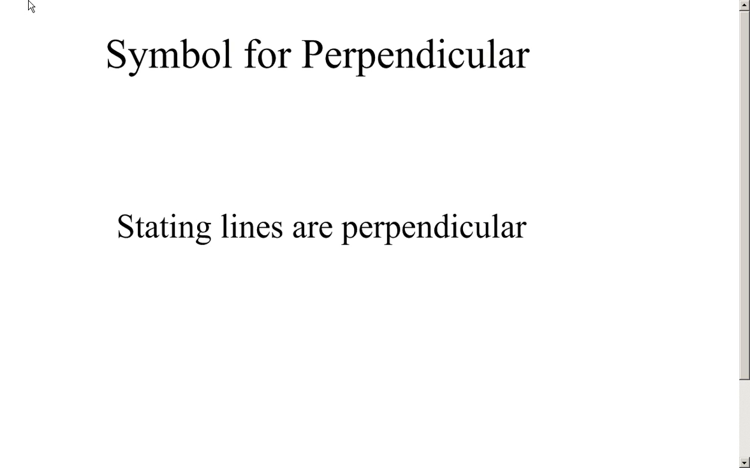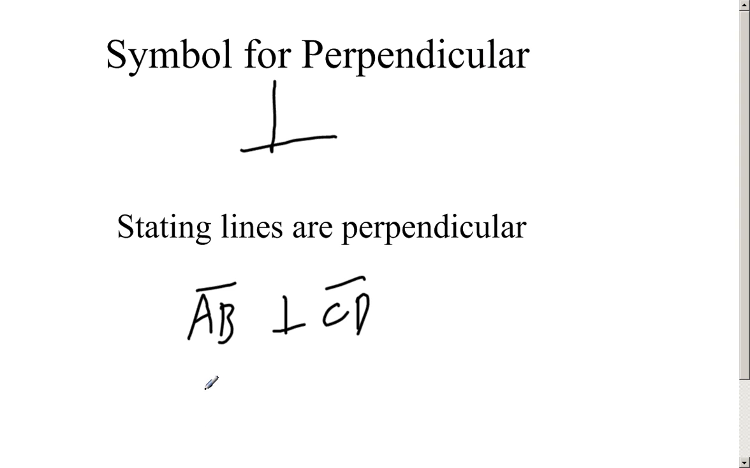All right. Now, the symbol for perpendicular is this symbol right here. So if we want to state that two lines are perpendicular, I could say line AB, or segment AB, is perpendicular to segment CD. You can do it just like that. For line XY, or segment XY, is perpendicular to segment PT, just like that. So that symbol will be used a lot in geometry.